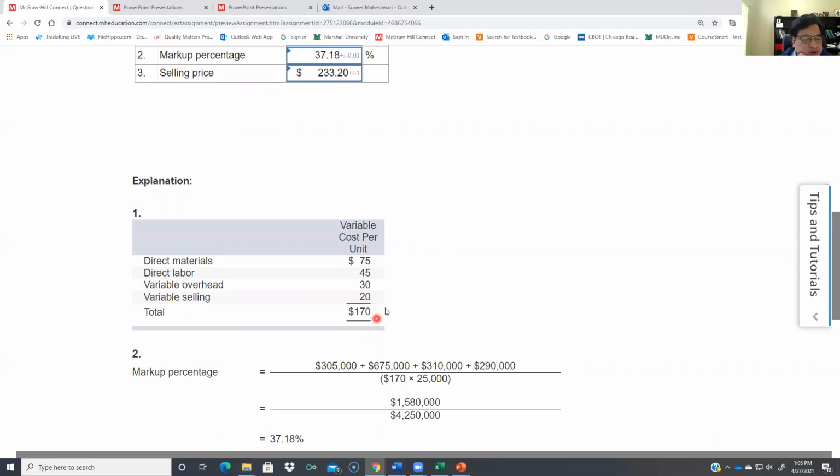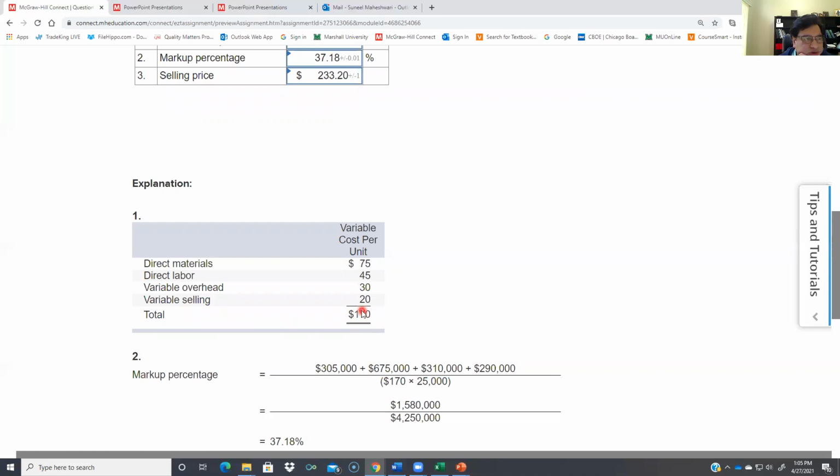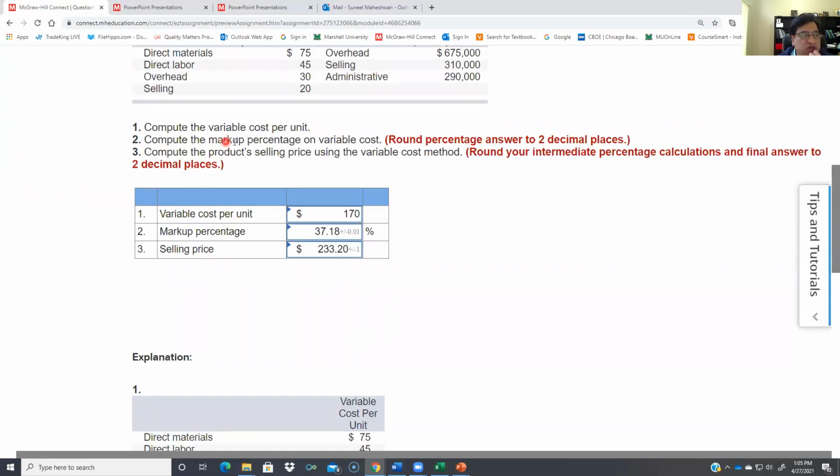Now, the variable cost is 170. Second, it tells you to compute the percentage markup on the variable cost. So whatever the markup is, you're computing it based upon the variable cost. Variable cost is the basis on which you are computing. In the previous question, you did it based upon the selling price, total cost, right? In this case, it is just asking you as a percentage of the variable cost, which is $170. As a percentage of 170, what is the markup percentage?